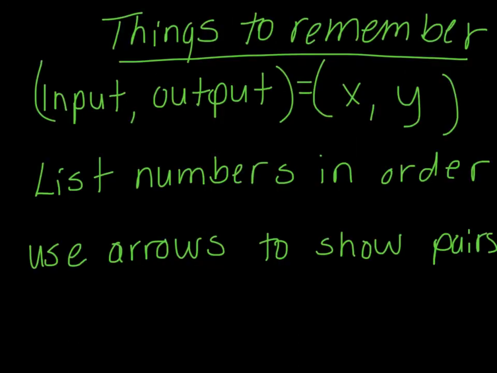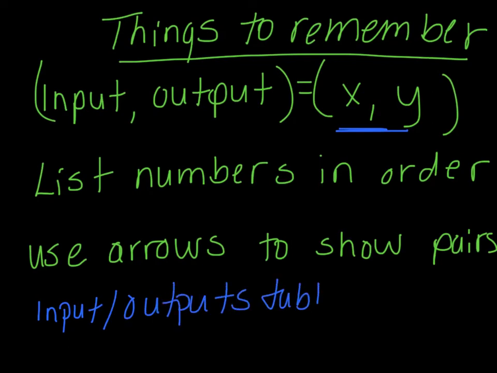And things to remember. Input-output is the same as an ordered pair, X and Y. List the numbers in order, so whether they're in increasing order or decreasing order. Use arrows to show pairs, and input-output tables show functions.